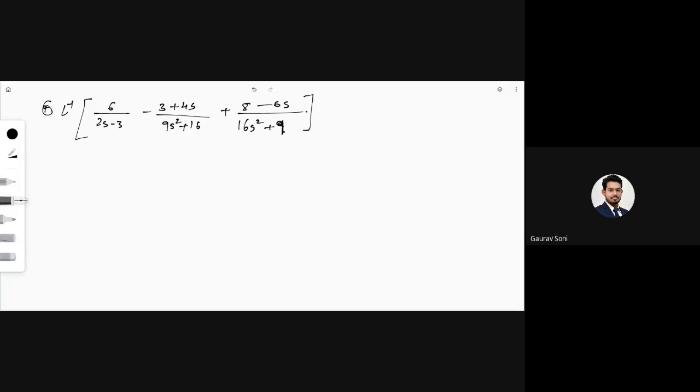Two of you are able to solve it, or should I go solve it? Yes, are you able to solve it? Yes, sir. Sir, we have to just separate all the terms now. Okay. Fine, so I will skip this question. Just separate the terms and take the inverse. That's it.